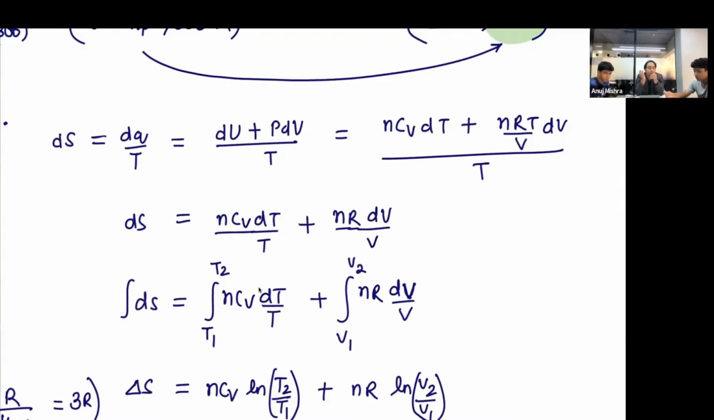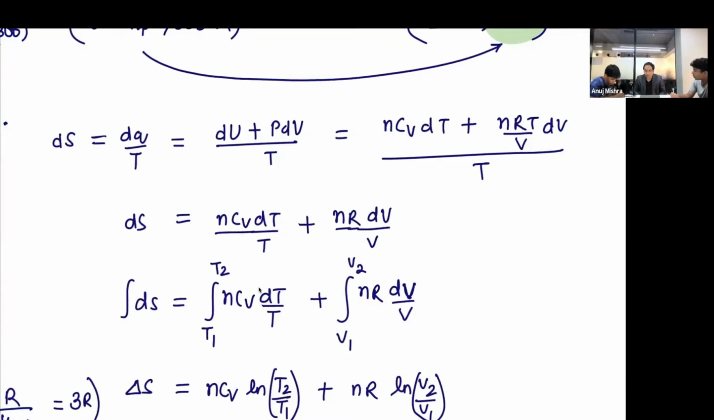If the same thing is isochoric, isochoric means second one becomes 0. What is the formula? NCV ln T2 by T1. Note कर लीजिए, लिख लीजिए. In case of isothermal, T2 will be equal to T1. First term becomes 0. Formula becomes delta S isothermal is NR ln V2 by V1.